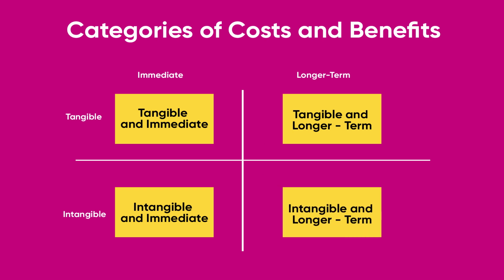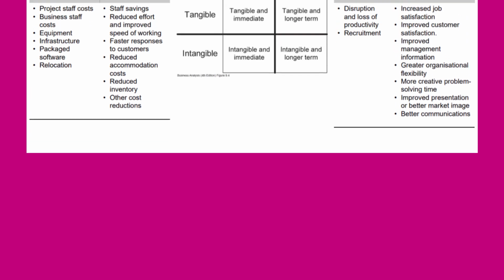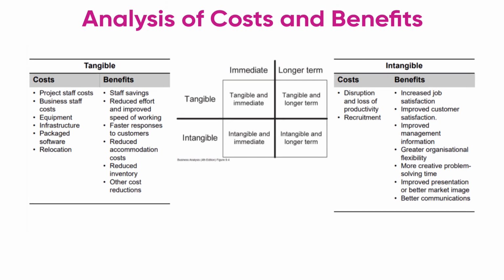Intangible and long-term. Benefits that might not show right away but can improve things over time, like brand reputation. Understanding these categories helps teams plan for both obvious and less obvious impacts, making for a more realistic business case. Analyzing costs and benefits. Let's go a bit deeper into tangible and intangible categories.